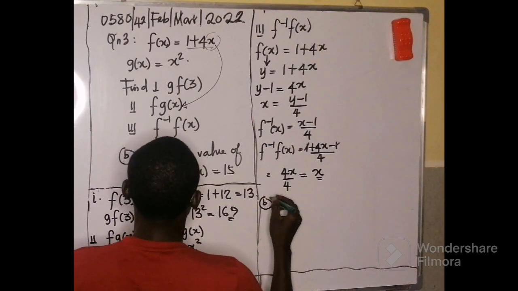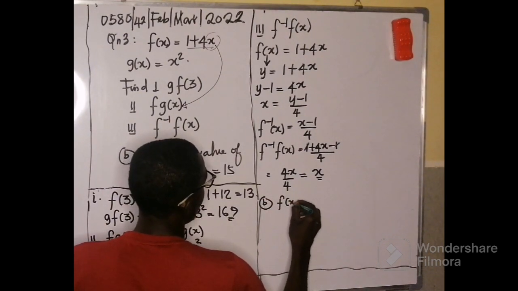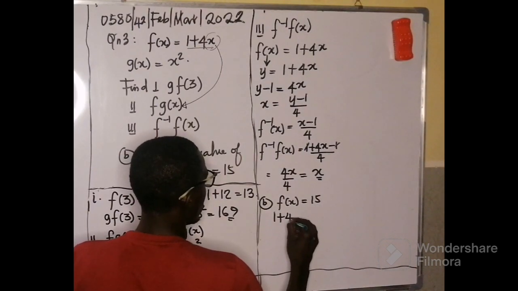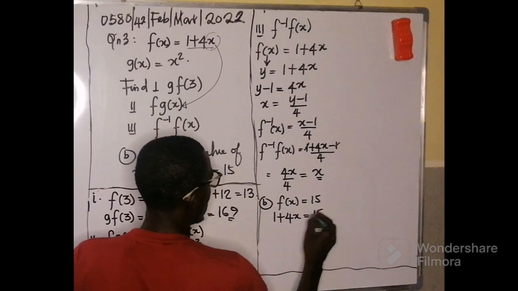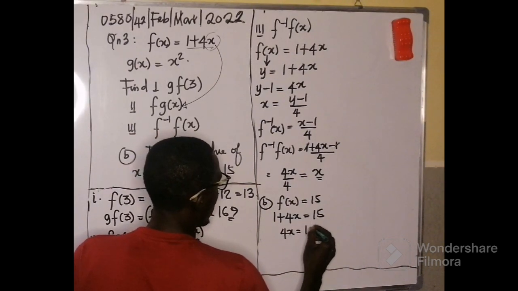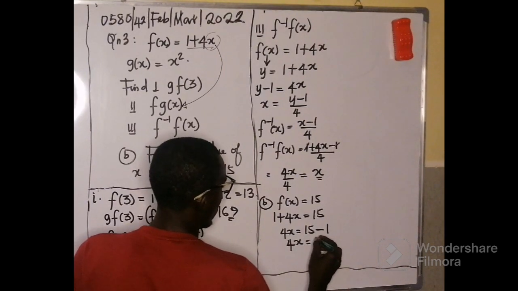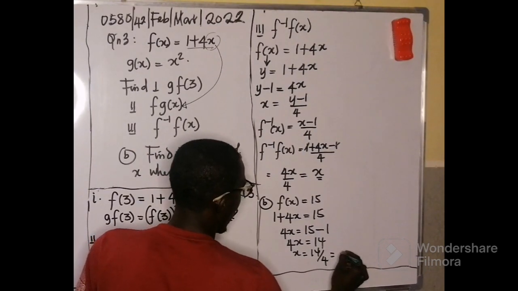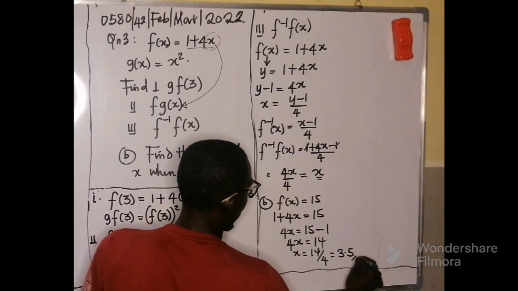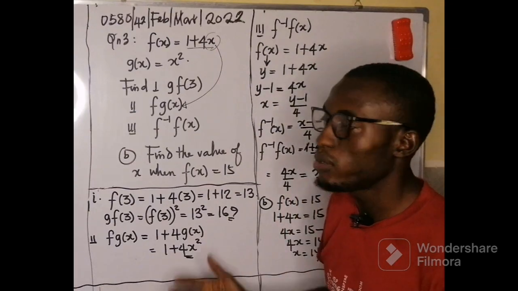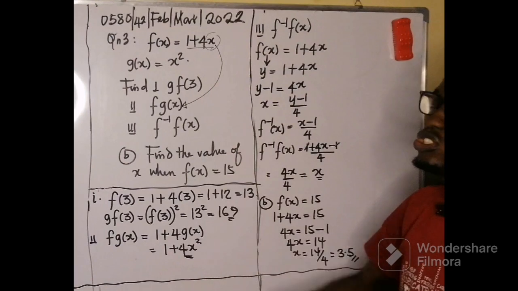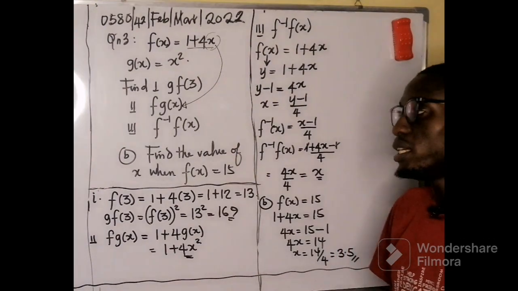Then the B part says, find x when f of x equals 15. Now, what is the value of f of x? 1 plus 4x will now give you 15. So what is 4x now? That gives you 15. 1 crosses the other side, gives you minus 1. 4x will give you 14. And x will give you 14 over 4. And that your answer is what? 3.5. So gentlemen and ladies, you can now see one application of what we have done in the last two videos to the solution of this IGCSE past exam paper.